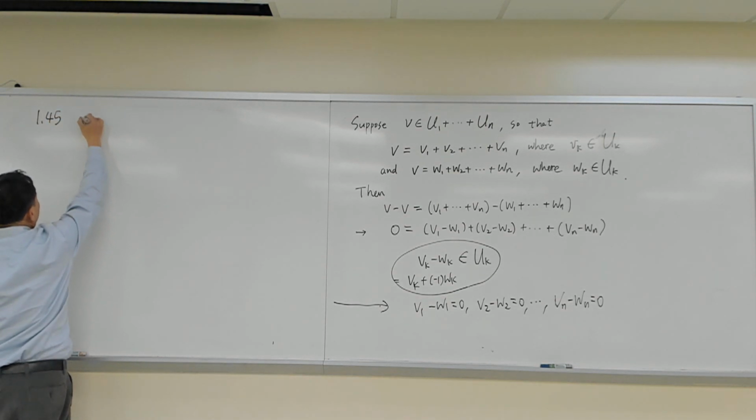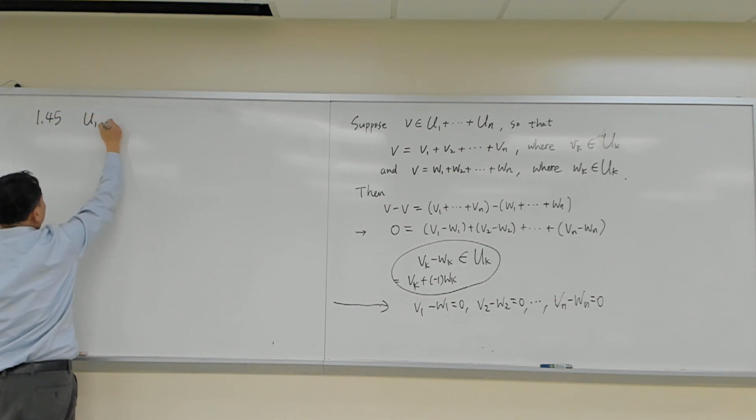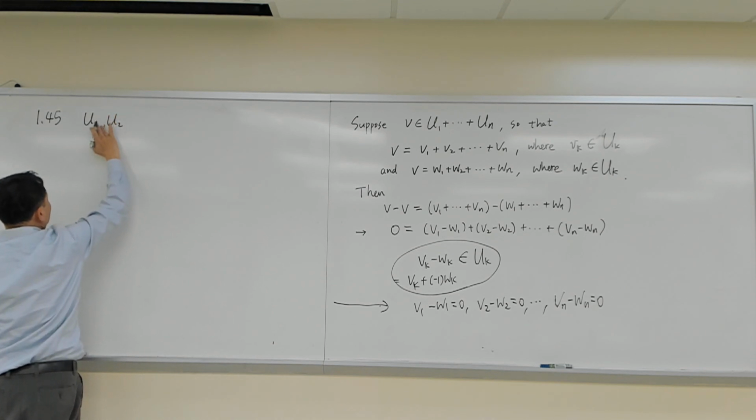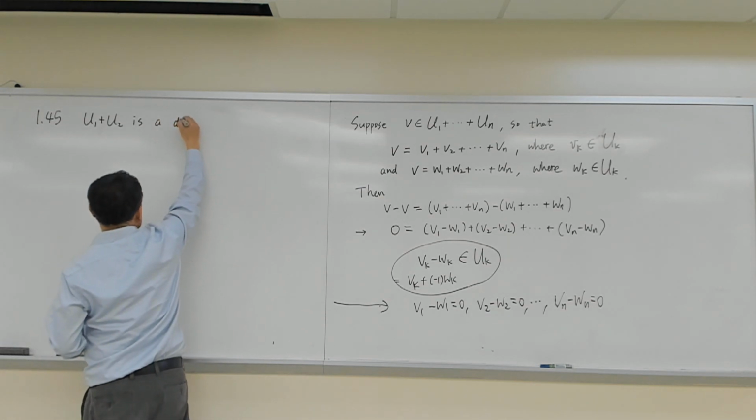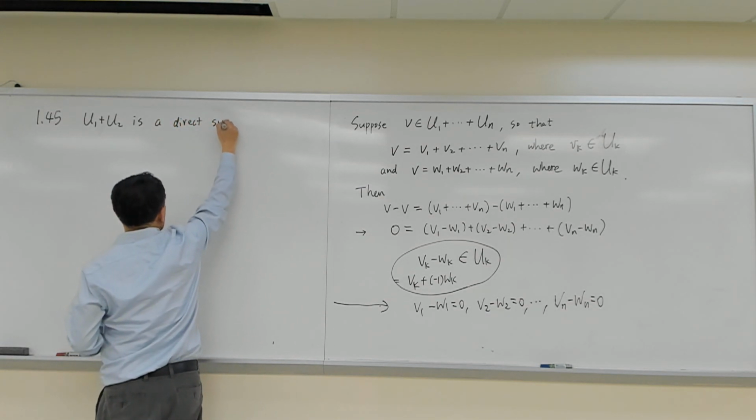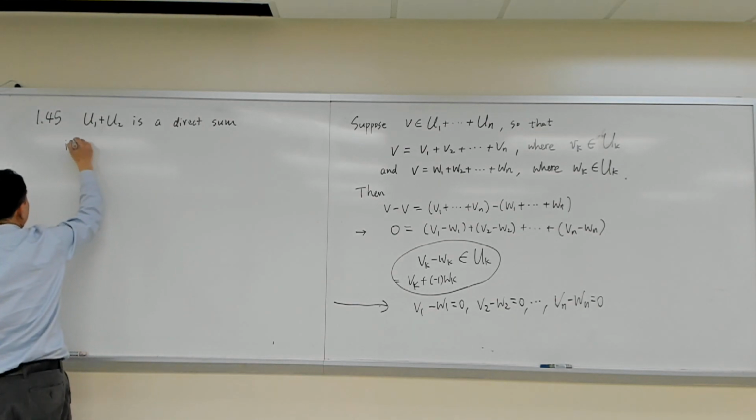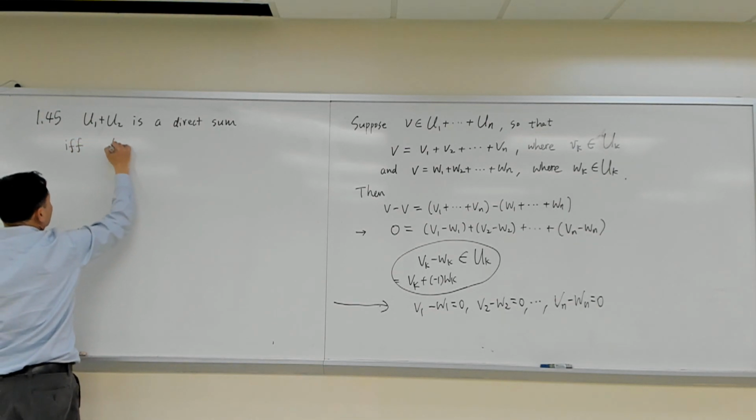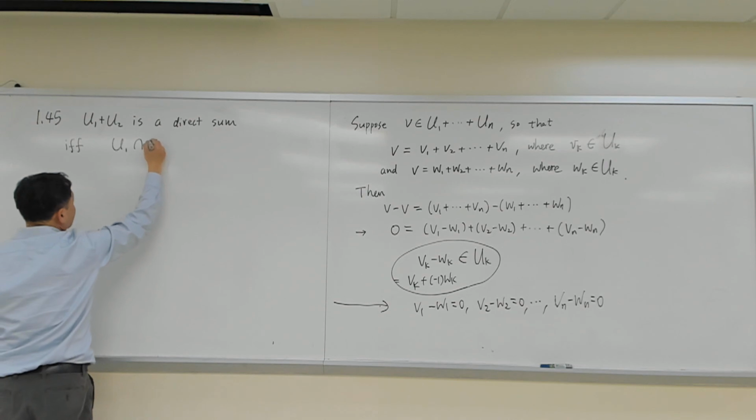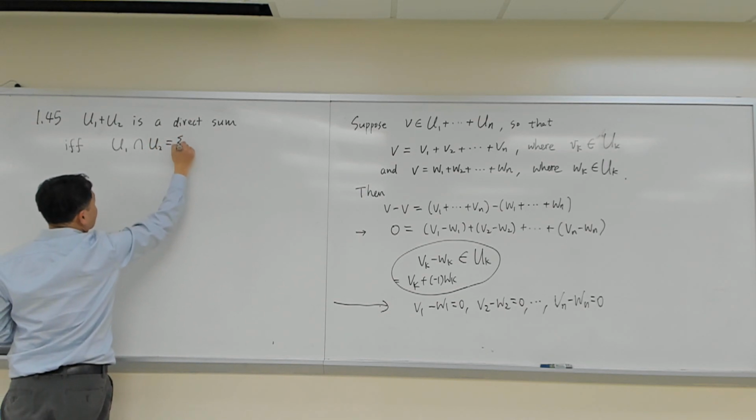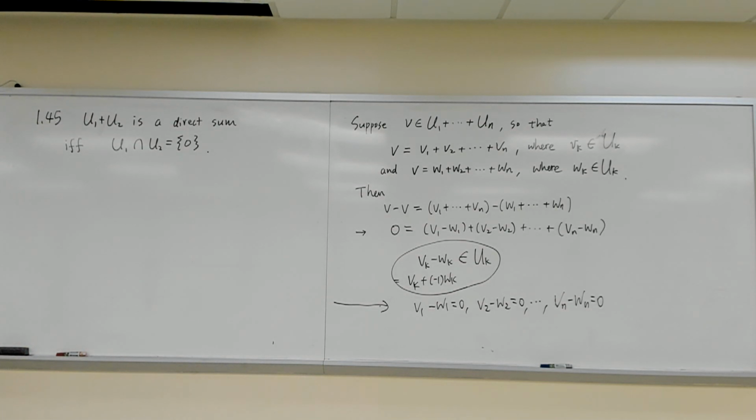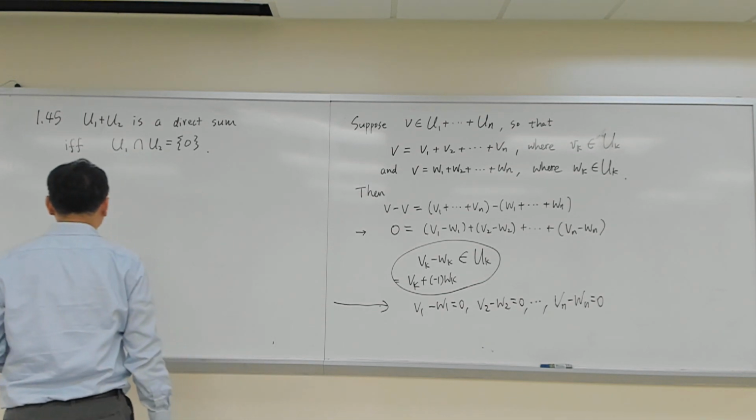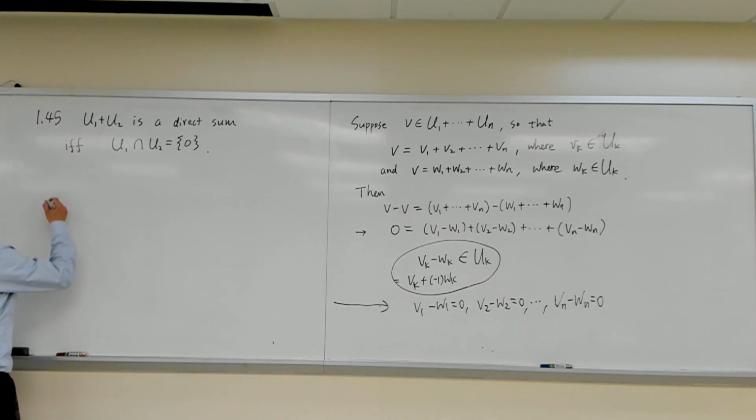(1.45) U1, U2: U1 plus U2 is a direct sum if and only if U1 intersect U2 is 0. Okay. So let's prove this.